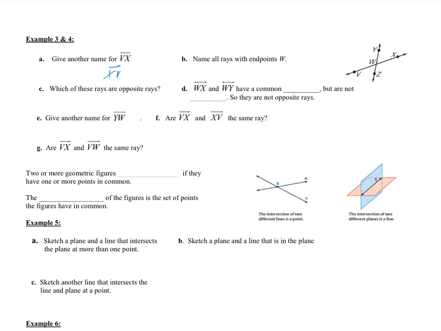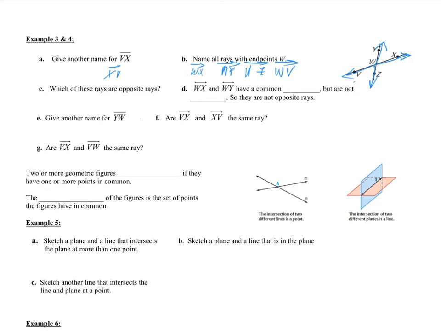Part B, name all rays with endpoint W. So we have WX, WY, WZ, WV. And then we draw in all the arrows. So again, WX, WY, WZ, WV.